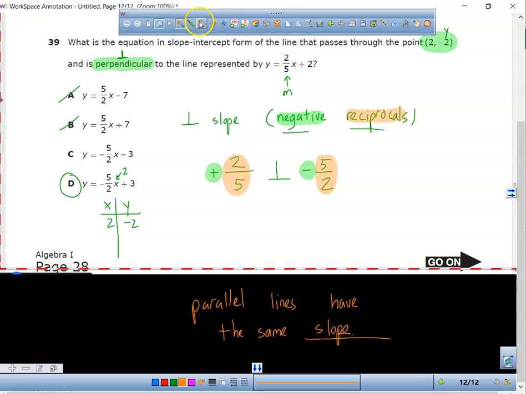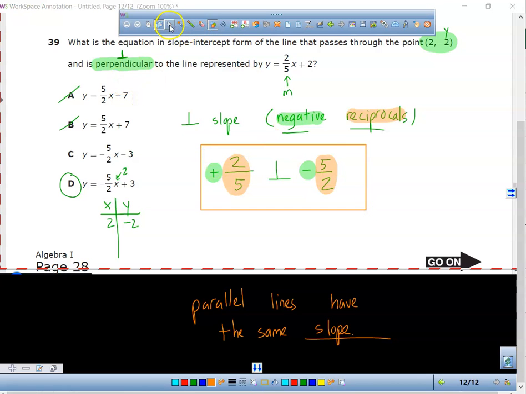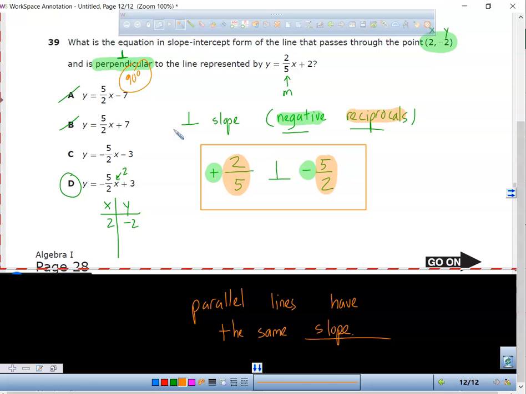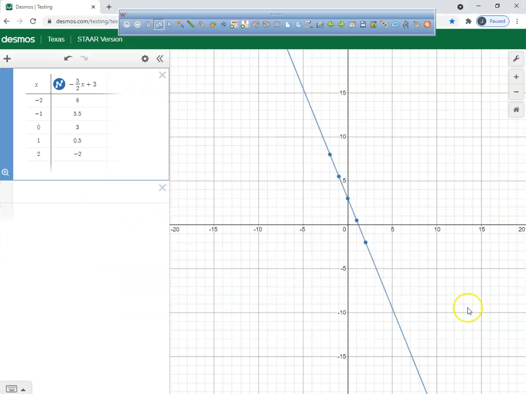So you need to know that this only works if the lines form 90-degree angles. Okay. All right. Moving on.